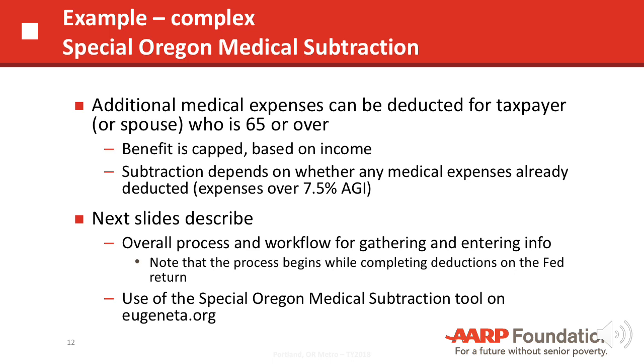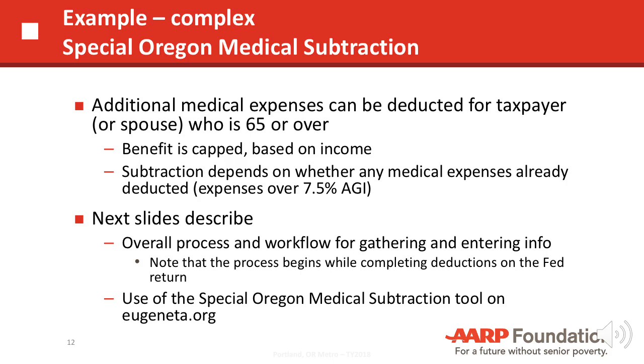The special Oregon medical subtraction is designed to help people of retirement age with their medical expenses. The process for this is a little bit different from the way that medical expenses are handled on the federal return, and at the time of this recording, it's not entirely built into TaxSlayer's algorithm. So we use a calculator developed and posted at the Eugene TA website. That's eugeneta.org.